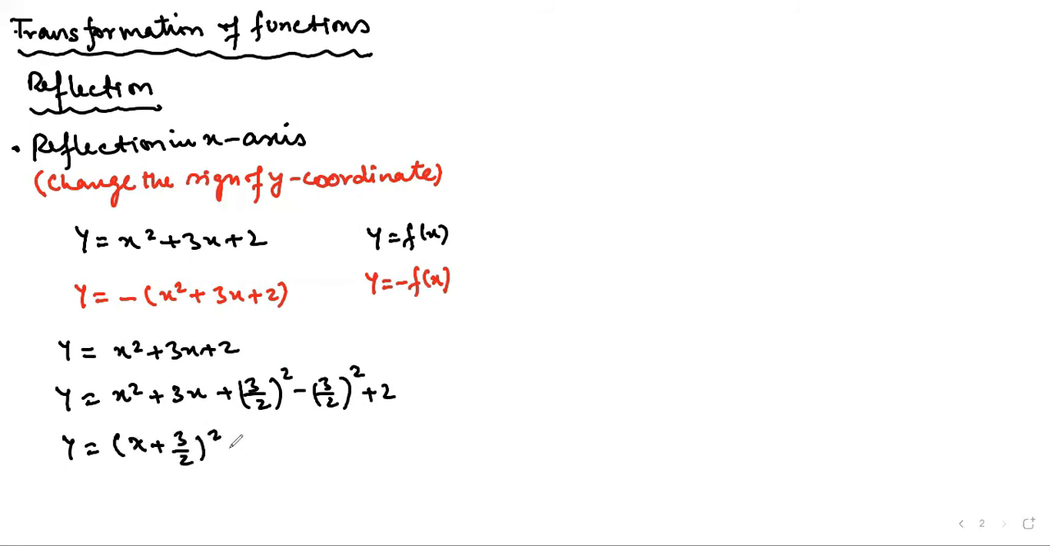Y is equal to x plus 3 by 2 whole square minus 0.25. This one is the complete square form. Line of symmetry is x plus 3 over 2 is equal to 0. X is equal to minus 3 by 2.